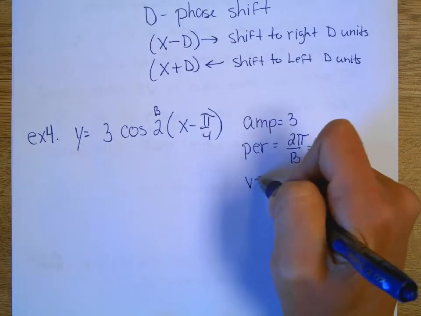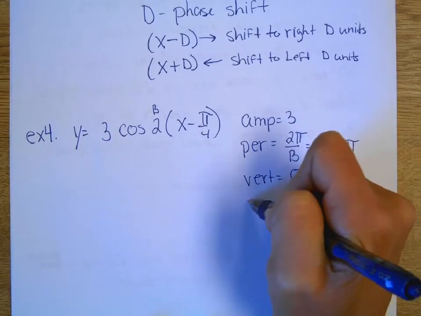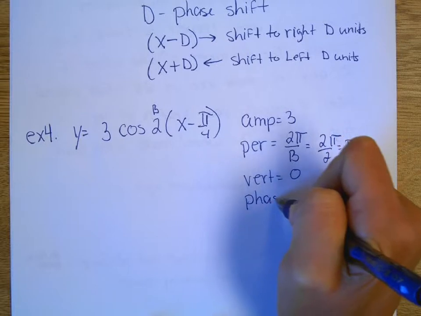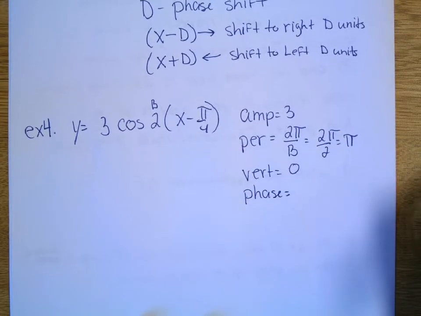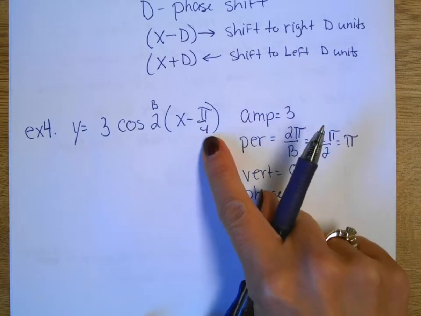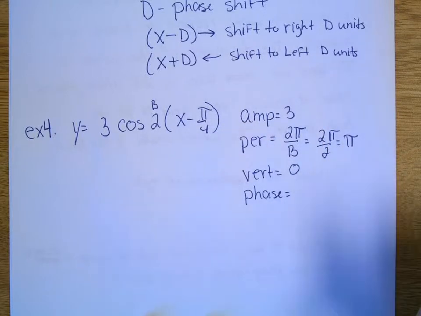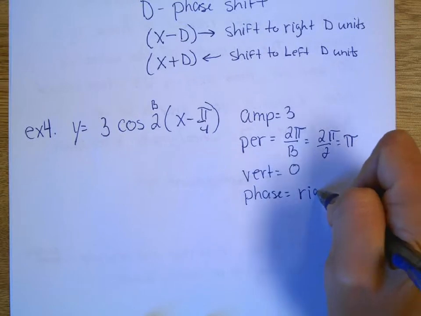Do I have vertical shift here? No. None. 0. I'm going to put it just for the notes. Do we have any phase shift? Yes. How much? You would say right pi over 4 or just say pi over 4. Positive pi over 4 means, no, let's say right pi over 4. Let's actually give the direction.